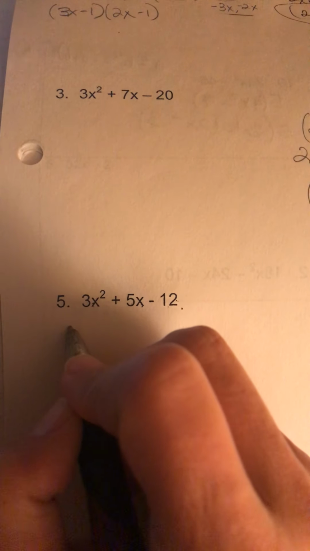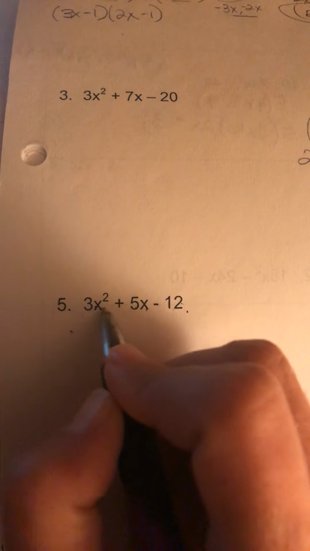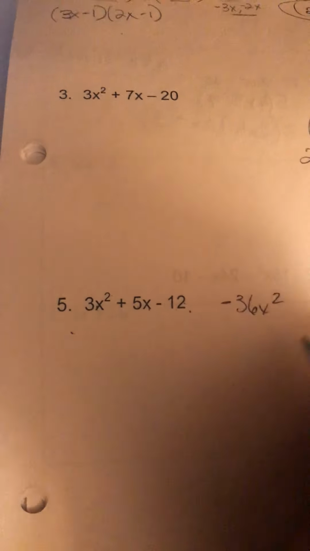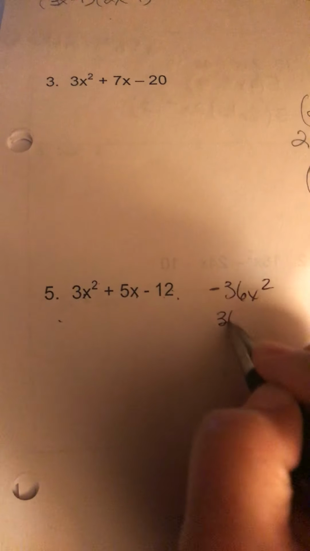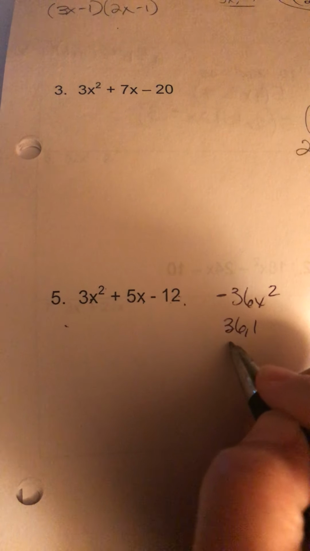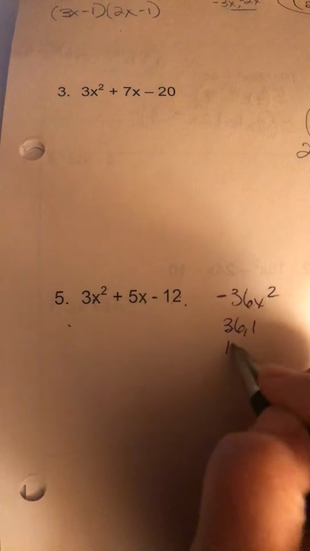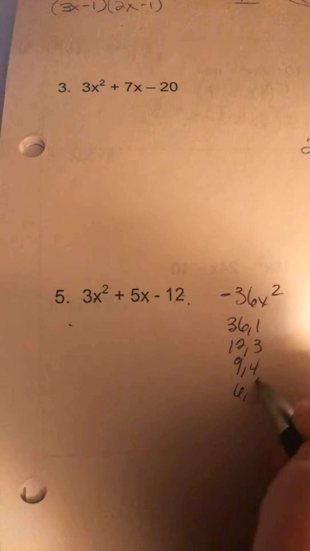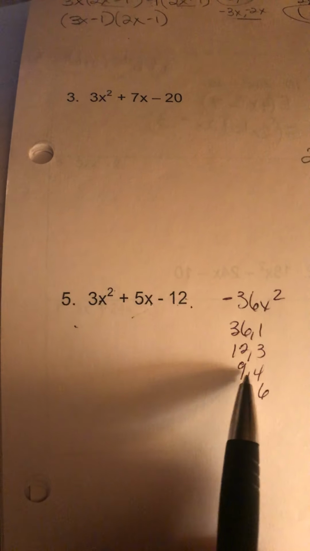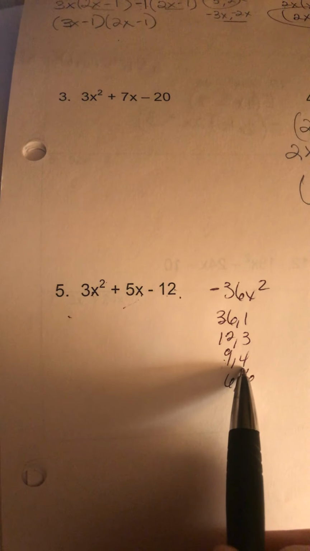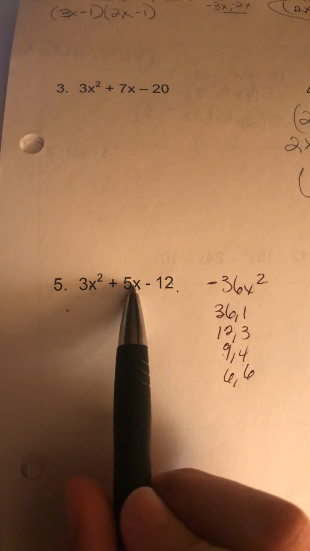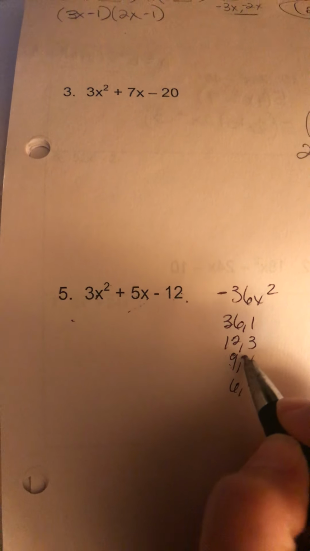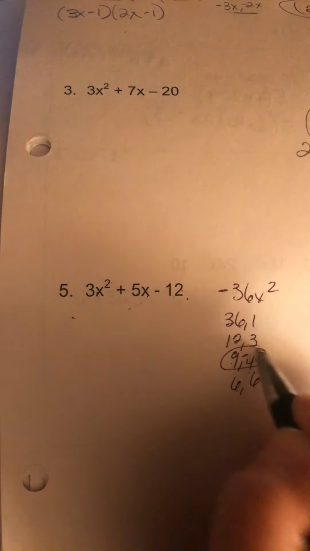So you're going to take 3x squared times negative 12, and you're going to get negative 36x squared. Write your factors of 36: 12 and 3, 9 and 4, 6 and 6. So if we subtract 9 minus 4, we get 5, right? So that works. That means our 9 needs to be positive and our 4 needs to be negative.